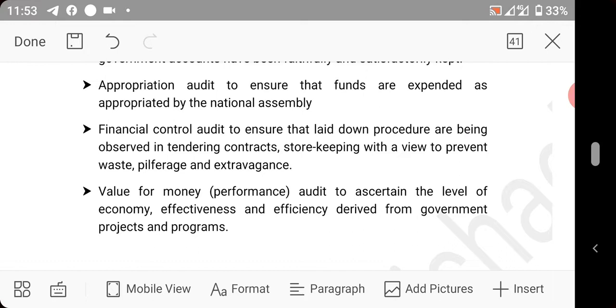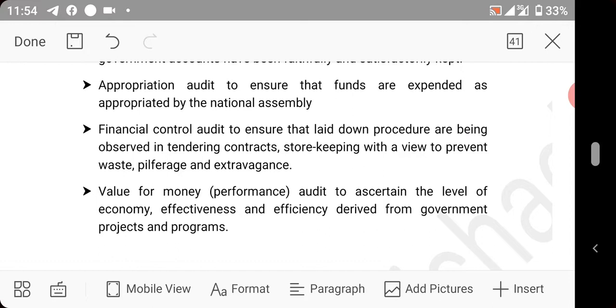Value for money audit is an audit that ensures that the money spent added value to the lives of the citizenry. How does it achieve this? It audits three E's. Those three E's are effectiveness, efficiency, and economy. Now, the money that government has spent, was it effective? In the sense that if it is effective, it means that we used that money to achieve more results, using the same money to achieve more results.